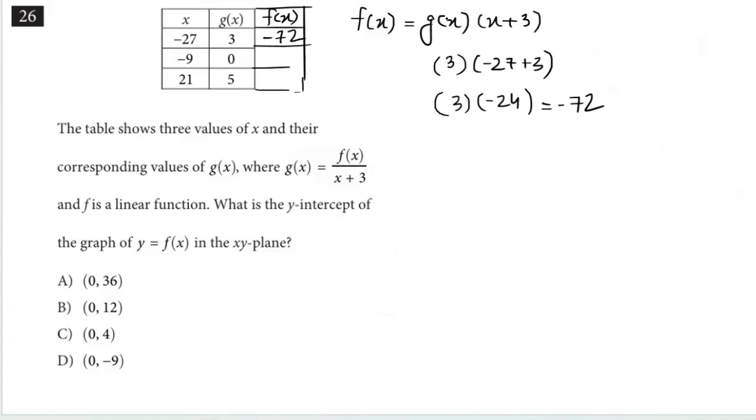Similarly, if I put 0, oh, this is a good one. If g(x) is 0, then 0 times something, x plus 3, whatever the value is, that was negative 9, but I know the answer is going to be 0. So that's all you need. You just need 2 points to get the equation of a straight line.